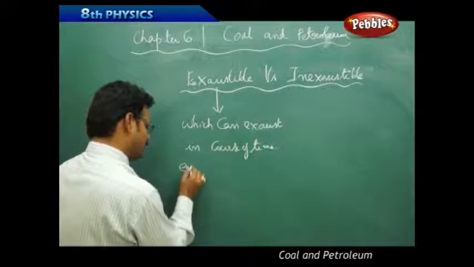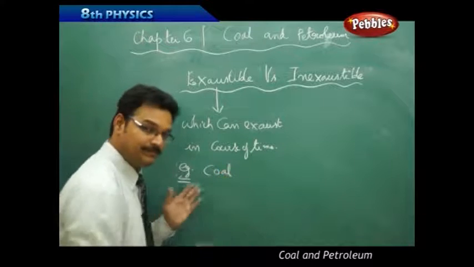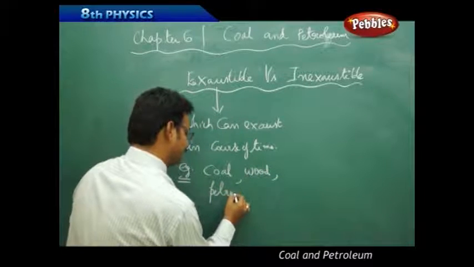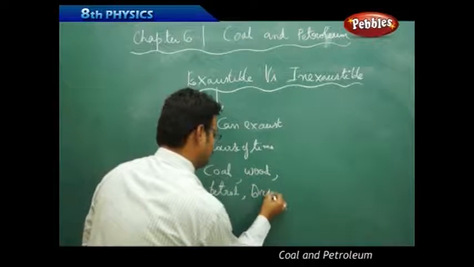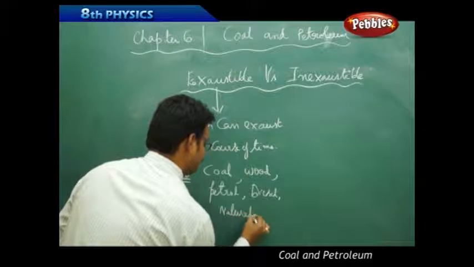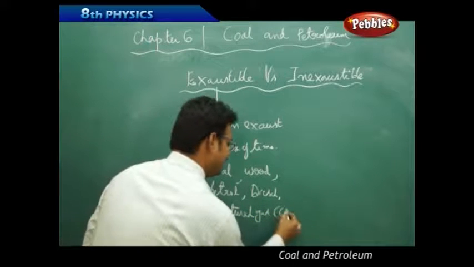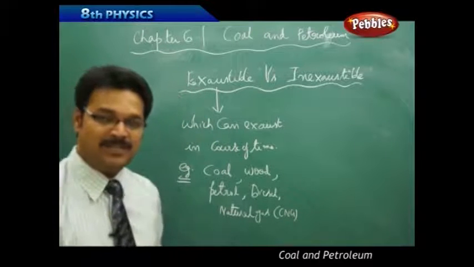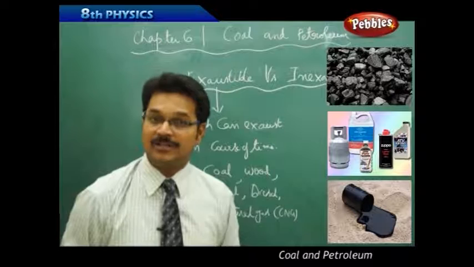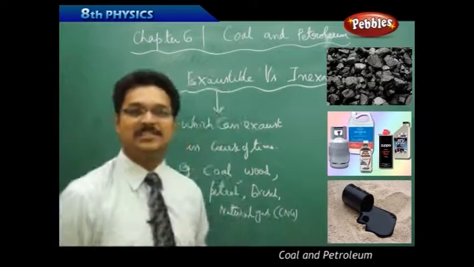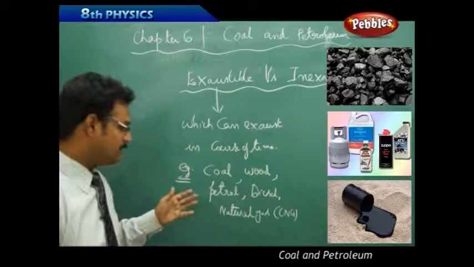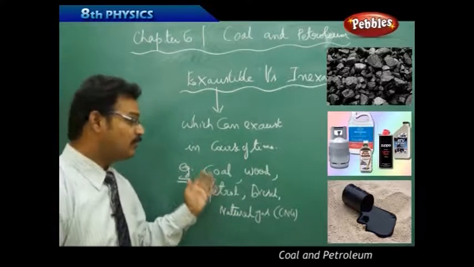And the examples of exhaustible resources are coal, wood, petrol, diesel, right? Petrol, diesel, natural gas. This is also called CNG. I think you have heard this word CNG many times nowadays for RTC government buses, cars and some auto rickshaws. On the backside they mention the word CNG. We'll get to know what CNG means. So these are the examples of exhaustible resources. All these resources are available to you, but they won't be available for a longer time.